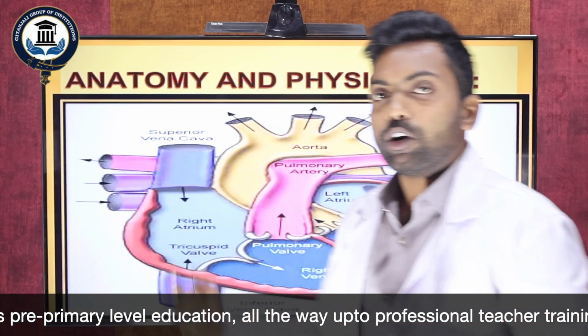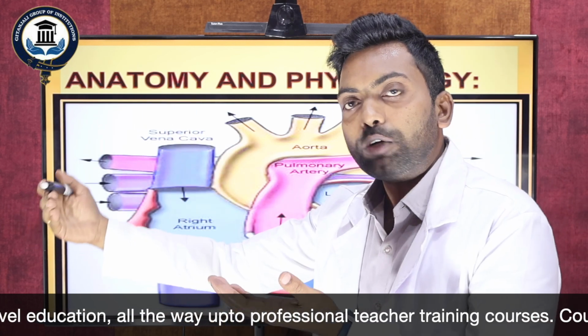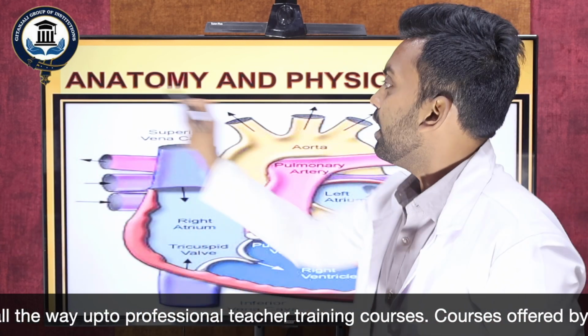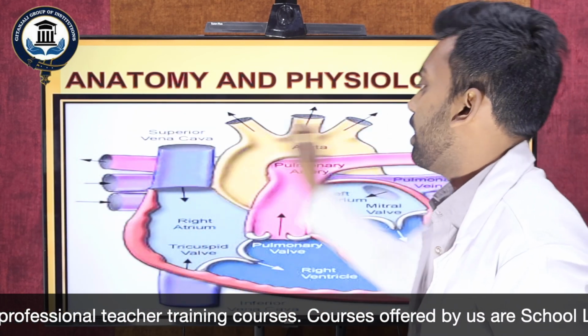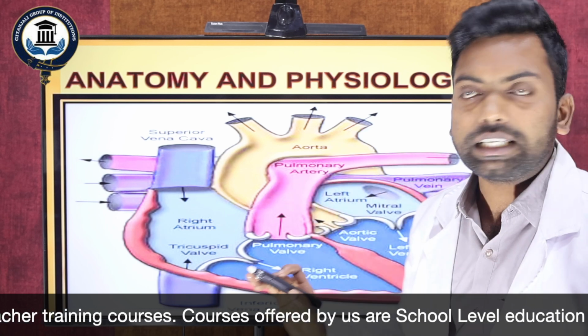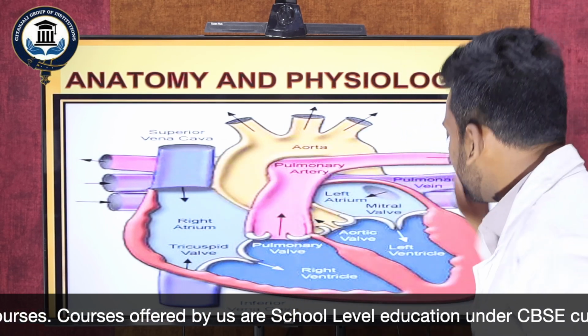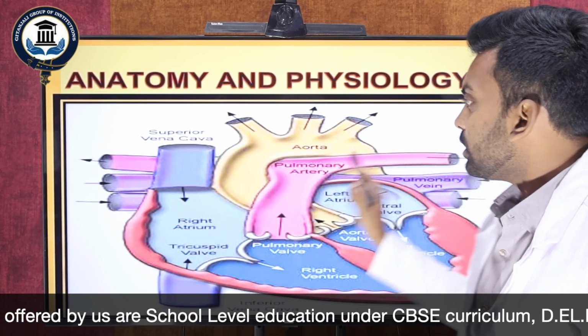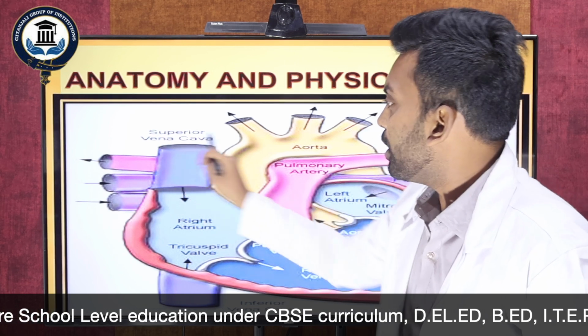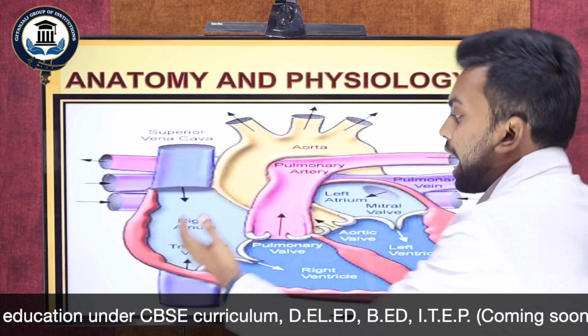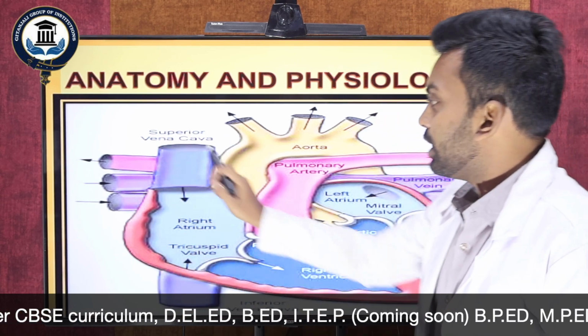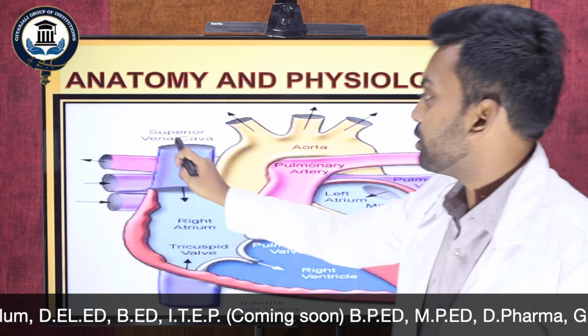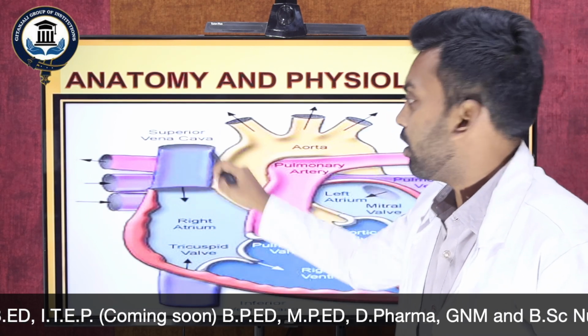Dear students, before starting, let me tell you about the anatomy and physiology of the heart. I will discuss it superficially here. Let me see the parts of the heart. This is the actual diagram of the heart. The first part I am going to tell you about is the superior vena cava.